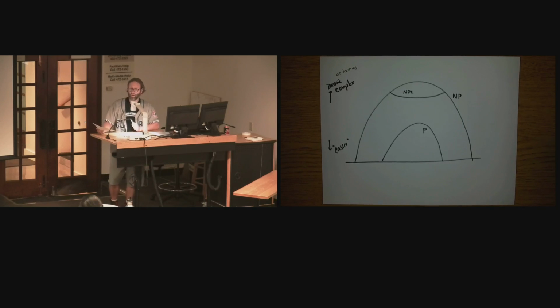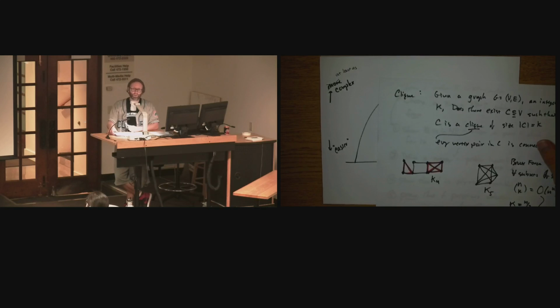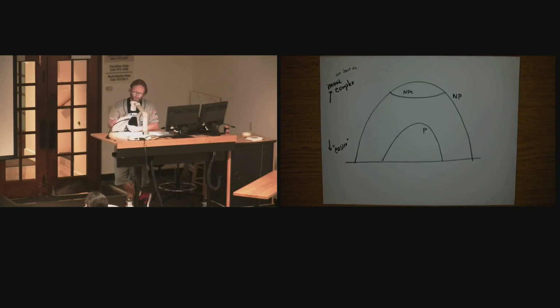To continue from last time, remember that our goal for the day is to show that several natural problems and graph problems mostly are going to be NP complete. In particular, we're going to start with the Clique problem. We're going to reduce 3CNF to the Clique problem.